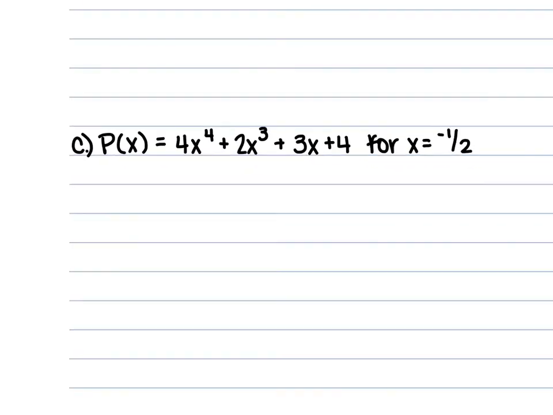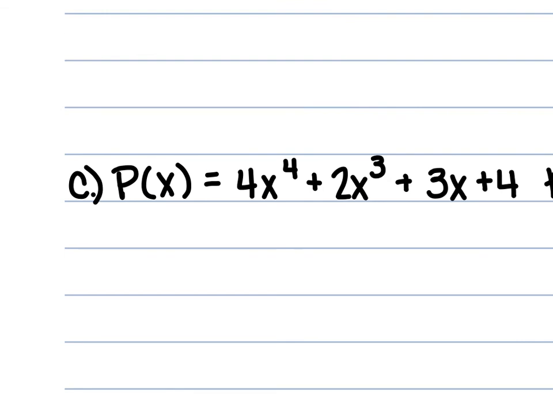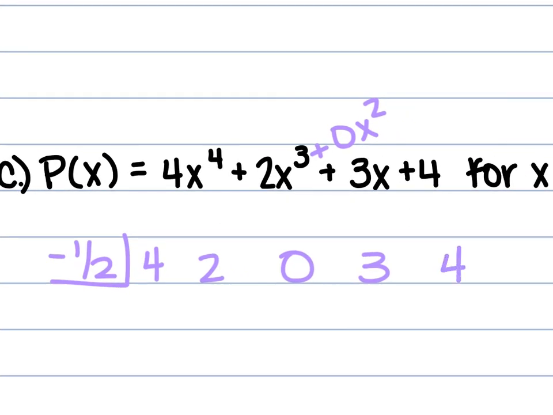For C, we have 4x to the 4th power plus 2x cubed plus 3x plus 4 for x is equal to negative 1/2. So that negative 1/2 is going to go on the outside. Then we have a 4, a 2. We're missing x squared, so that's 0x squared. Then we have a 3 for x, and then a 4 is our constant.